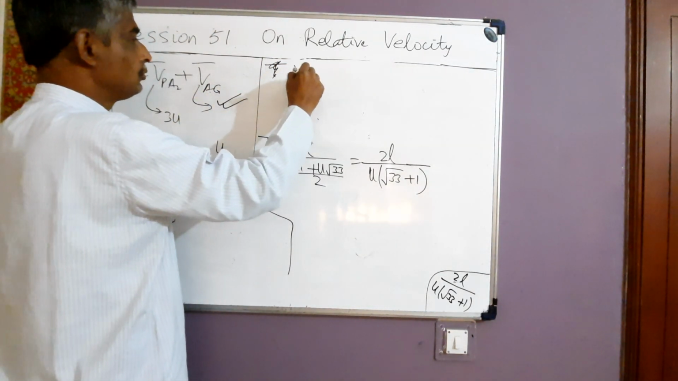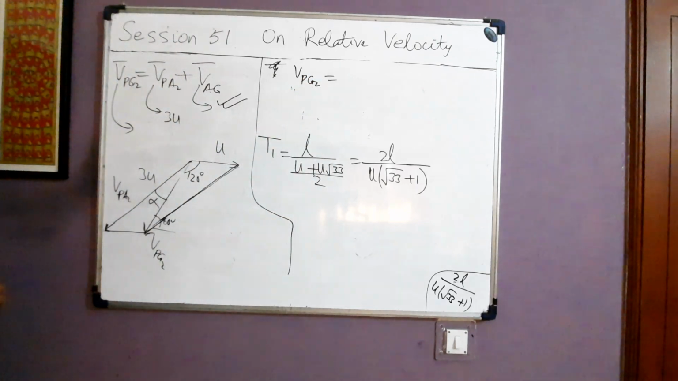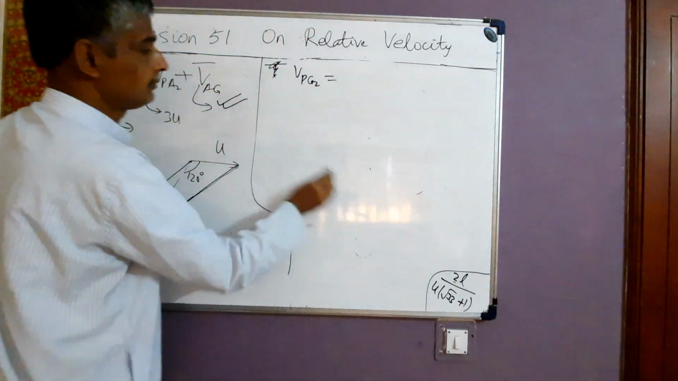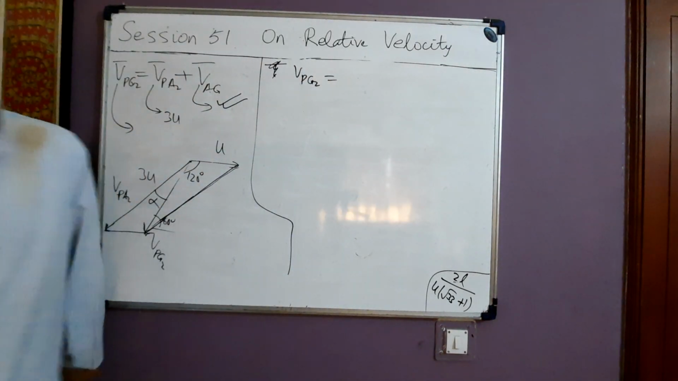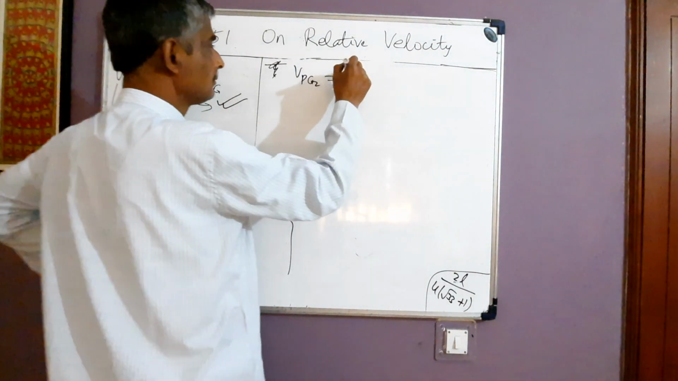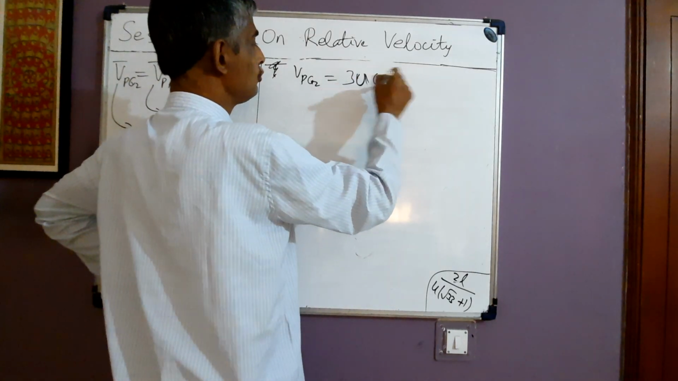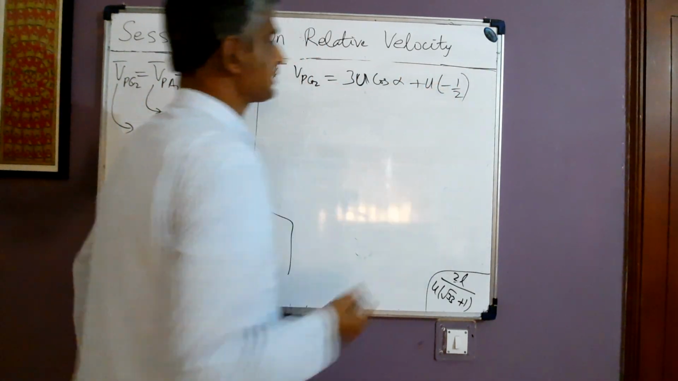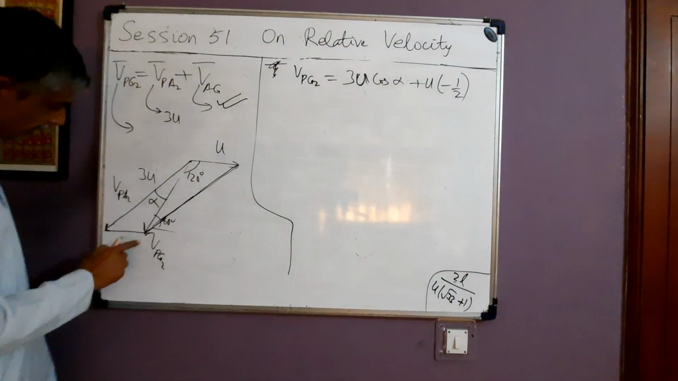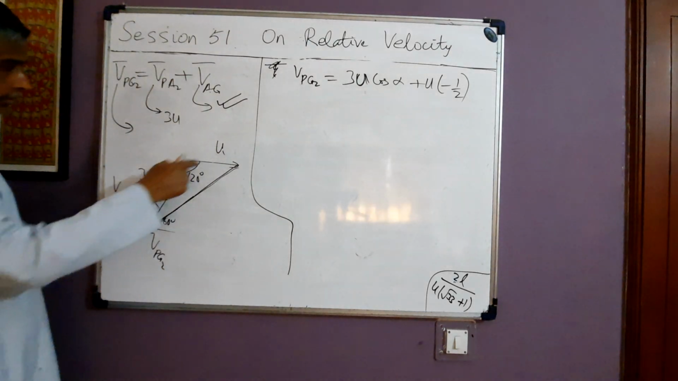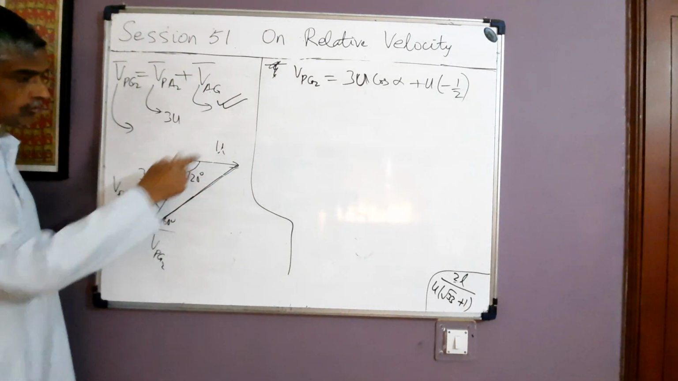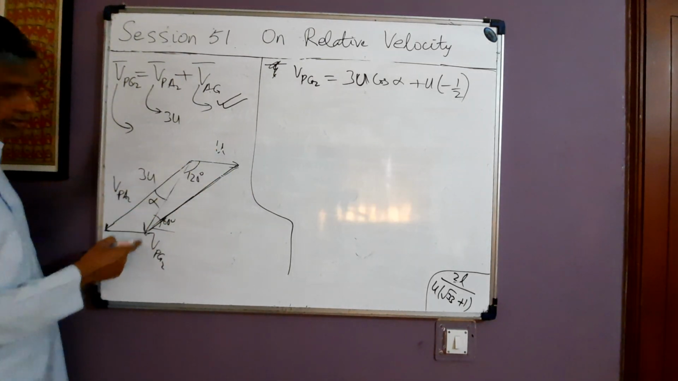Sorry, VPG2. From this diagram, VPG2 becomes 3u cos alpha plus u cos 120 degree. Cos 120 degree is minus half. Now to know VPG2 we must determine alpha. So how to determine alpha, that is the question. VPG2 is the resultant of these two, and the resultant is in this direction. The component of u and 3u in the direction normal to VPG2 becomes 0.